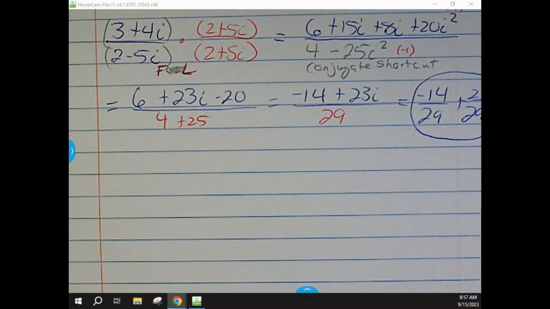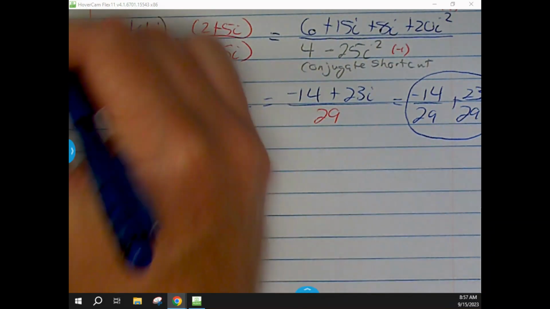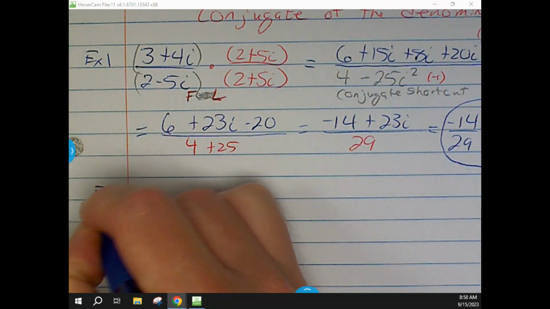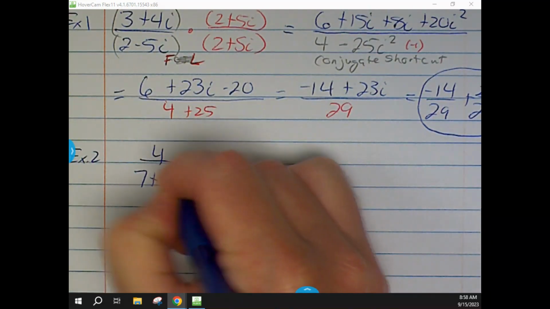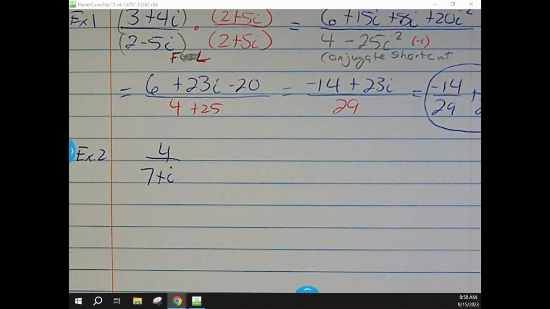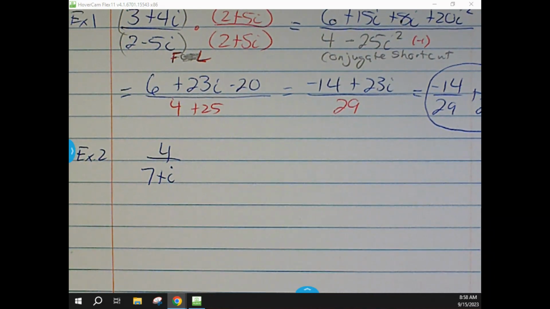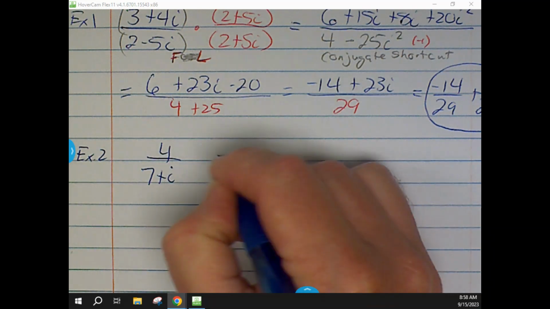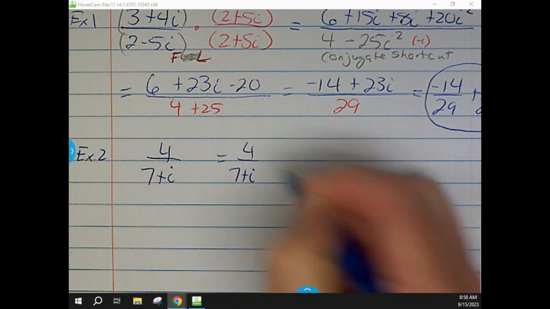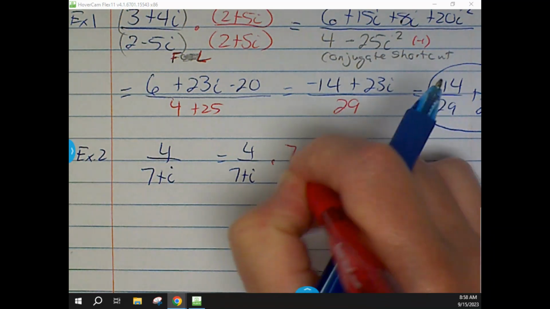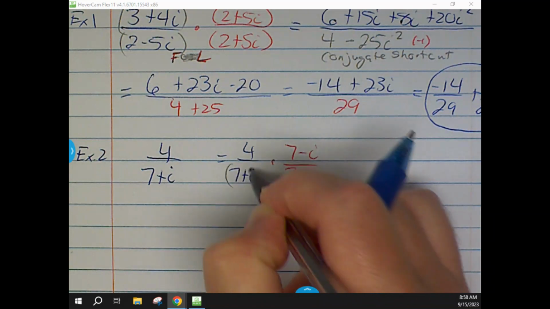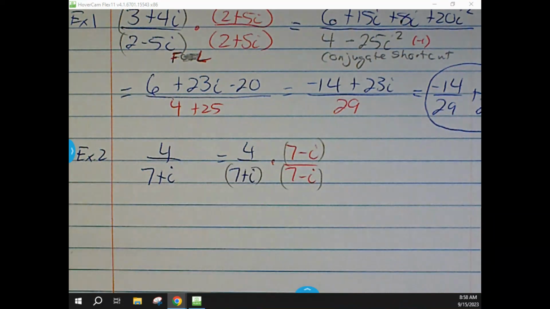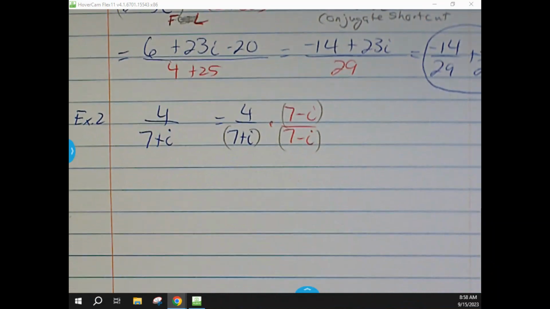All right, let's give you another one of those. This one will be a little bit shorter. So if that was example 1, back up here for this one, we'll go example 2. All right, let's go with 4 over 7 plus I. So again, we're going to multiply by the conjugate, which would be 7 minus I. And again, just have to remember that when we do that, technically all these binomials are written with parentheses around them.